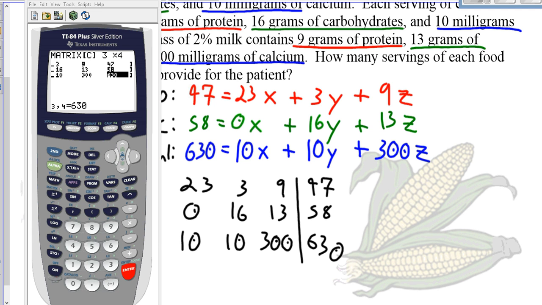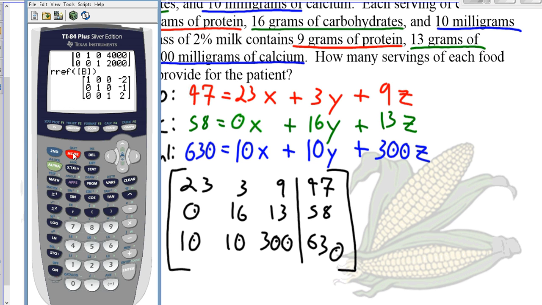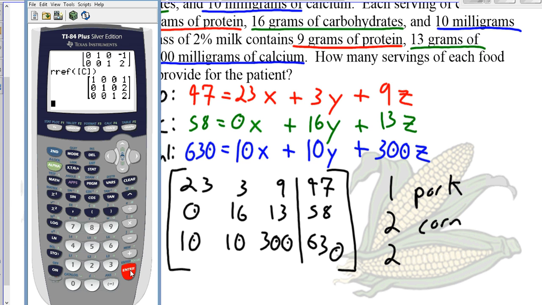So after you've inputted your augmented matrix into matrix C, go ahead and do a reduced row echelon form. So I'm going to quit out of this. Hit second enter, pull up what I hit last, but this time I want to do it of matrix C. So I hit second matrix, go to C, and then enter. And if things come out, I can see that I should have 1 serving of pork chops. I should have 2 servings of corn and 2 servings of milk to make sure my patient gets what they need.